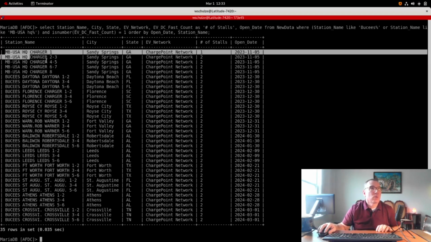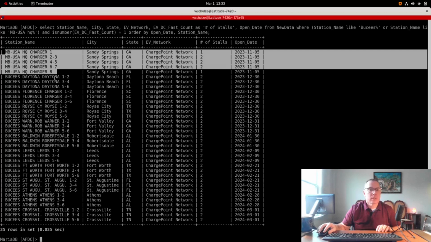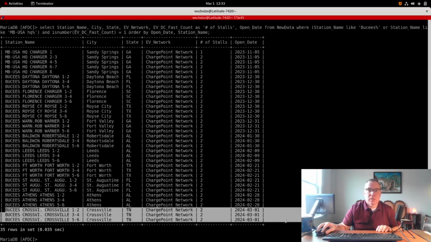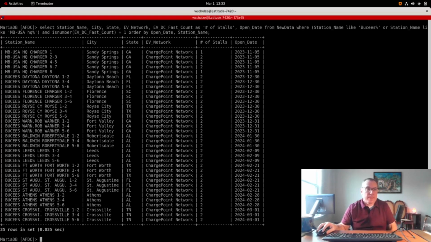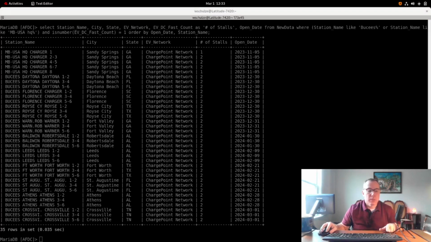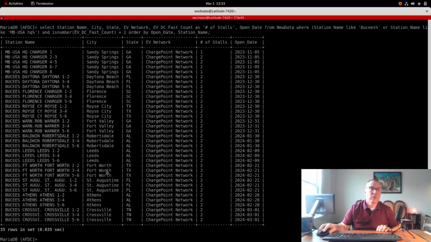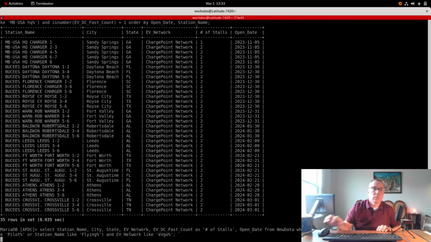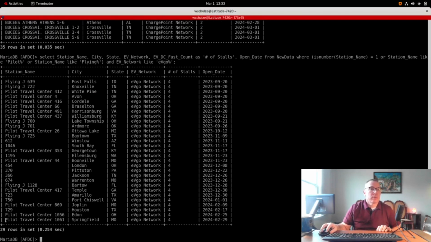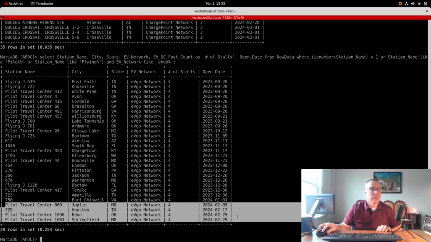This is the Mercedes-Benz Charging Hub. I added the headquarters location because that's their signature location. The new one that just opened up is in Crossville, Tennessee on Interstate 40. Opened up just today. Next one is Pilot Flying J. They also have a new location right here in Springfield, Missouri, they're increasing to 29 now. And in the month of February, they have opened these four locations.